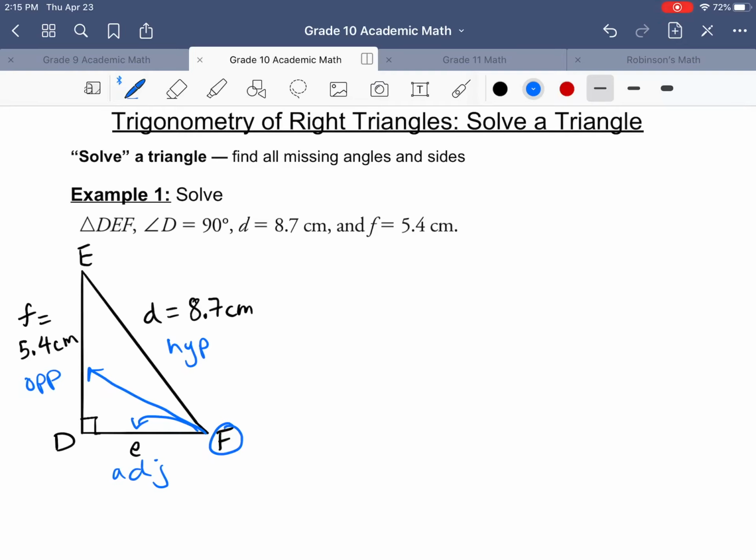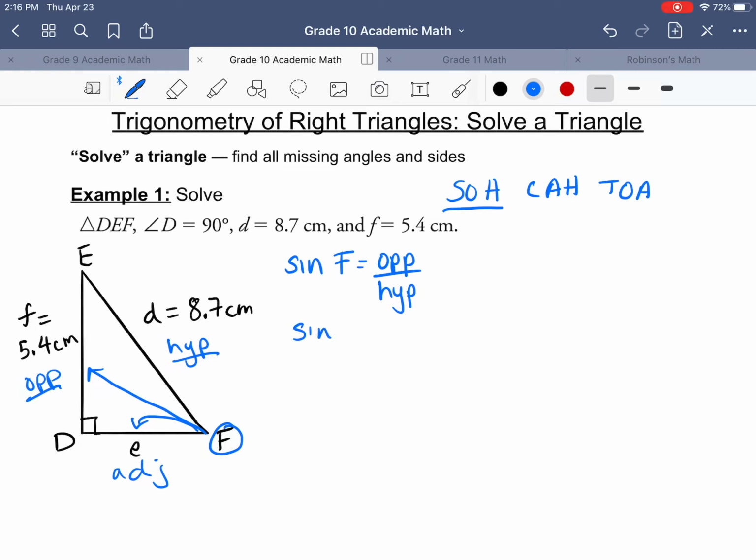So to solve for F, we have the opposite and we have the hypotenuse. We're not given the adjacent, and it's not what we're looking for right now. So because we have the opposite and the hypotenuse, we are going to be using sine. Okay, so if we look up here, we have SOH, right? Opposite and hypotenuse are included there, not the adjacent. So sine of angle F is equal to opposite over hypotenuse.